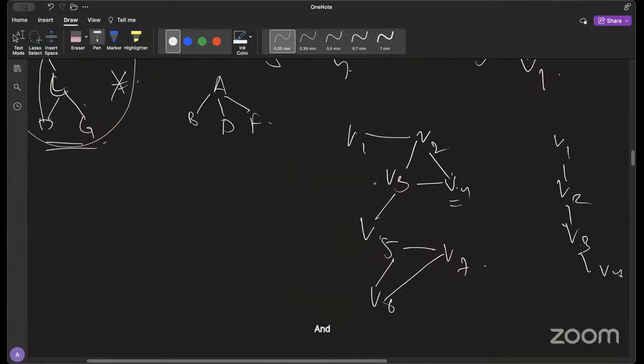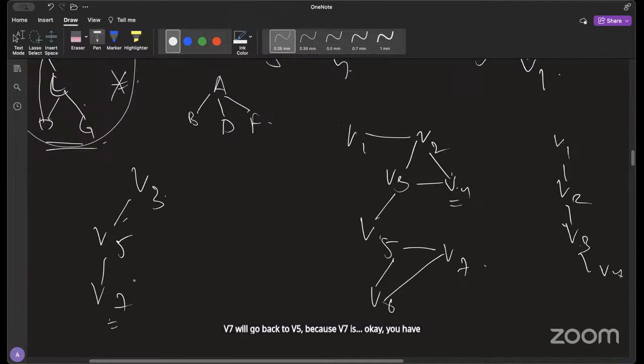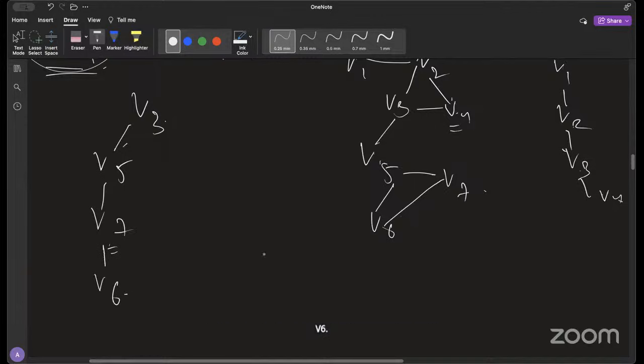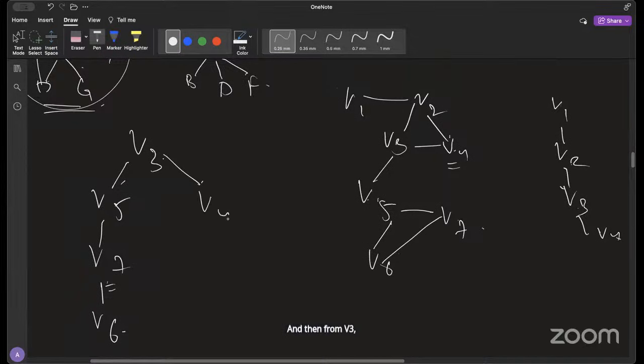and you start your search from, let's say, V3, then you will have V5, V7. You'll go back to V5 because V7 is, okay, you have V6 too here. Then you will start tracing back to V7, V5, V3. And then from V3, you will have V4, V2, V1.